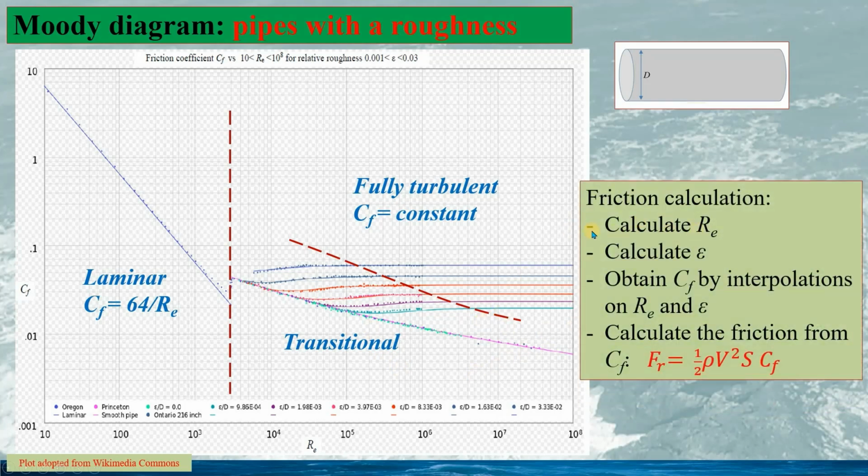So for getting the fluid friction from this Moody diagram, we have the steps like this. Step 1, calculate the Reynolds number. And step 2, calculate the relative roughness epsilon. And by interpolation on Reynolds number and the relative roughness, we can obtain the corresponding friction coefficient CF from this plot. And then we can calculate the friction from the formula as this.